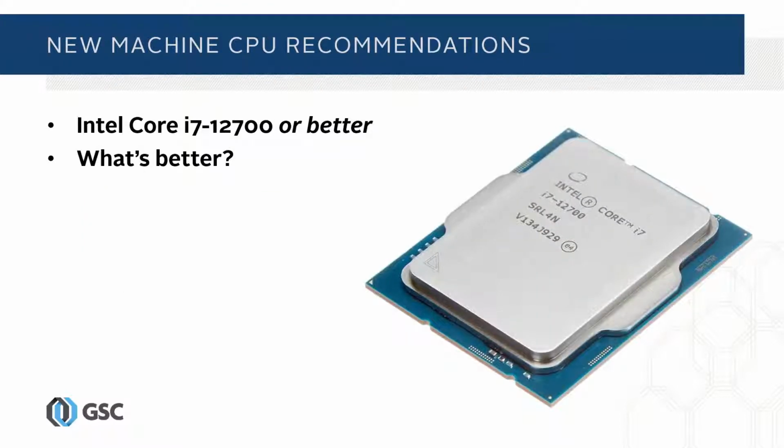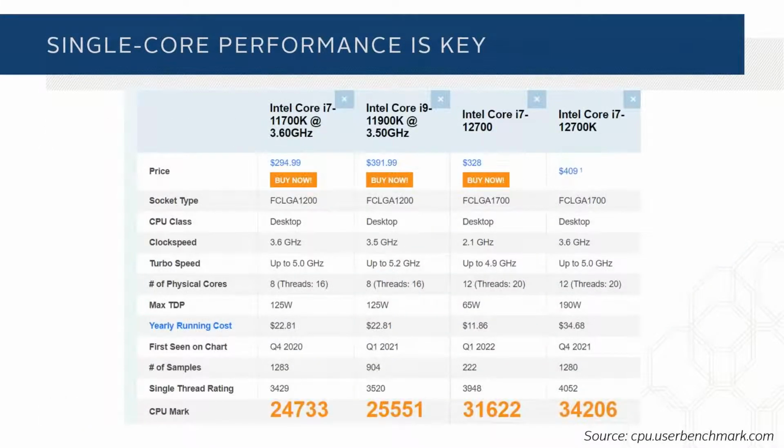So if you're looking at a model today, I would say for a new computer, you want to have an Intel, the Core i7 12700, i.e. the 12th generation of the Core i7, 12700 or better. Now, what's better? How do we know that? Well, you can go ahead and look at cpubenchmark.com or cpubenchmark.net and these other places, and you can find these different benchmarks that are used to kind of rank these different CPUs in performance.